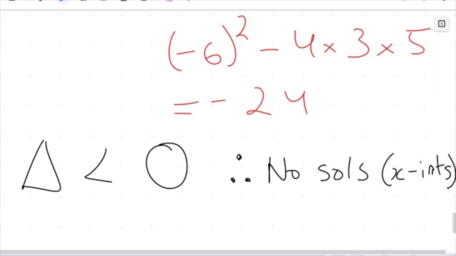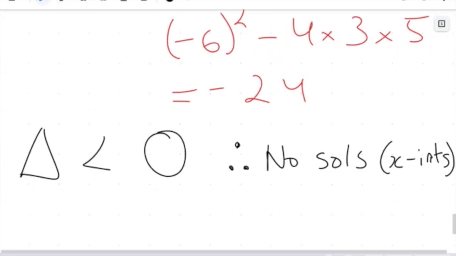So before we even think about what this parabola is doing, or about what its intercepts are, we can determine right off the bat that there are actually no x-intercepts at all. So that's part A here.